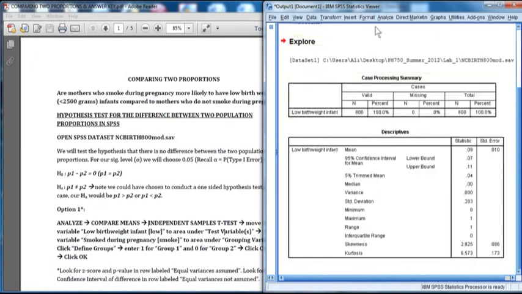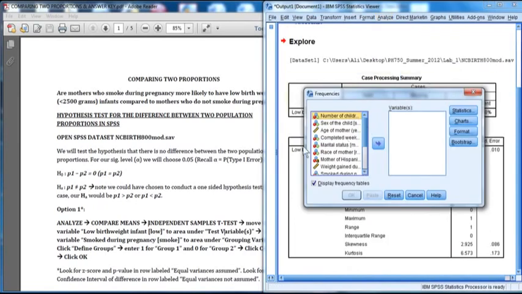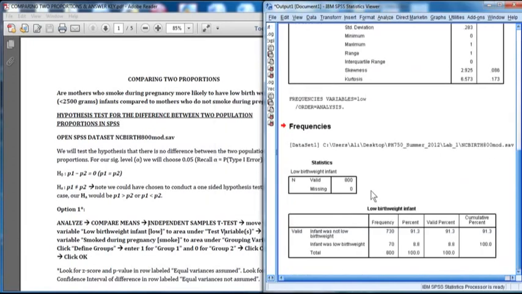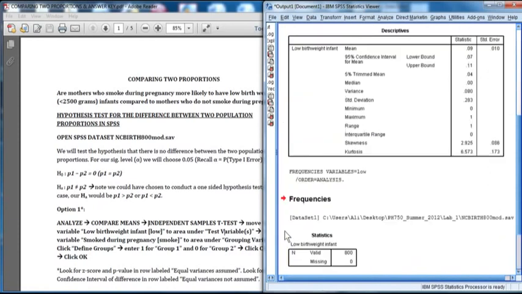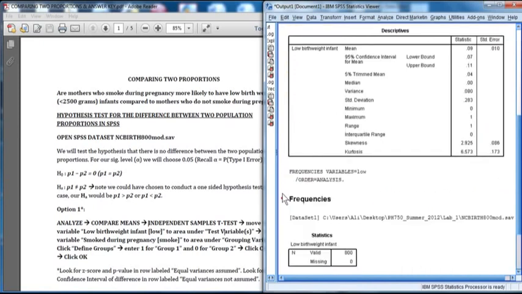Now we can confirm that. We can go to our analyze frequencies. We can look at the numbers for low birth weight. We can see 70 out of our 800 were low birth weight infants, which is 9%. So the probability of a low birth weight infant being 0.09 or 9%.